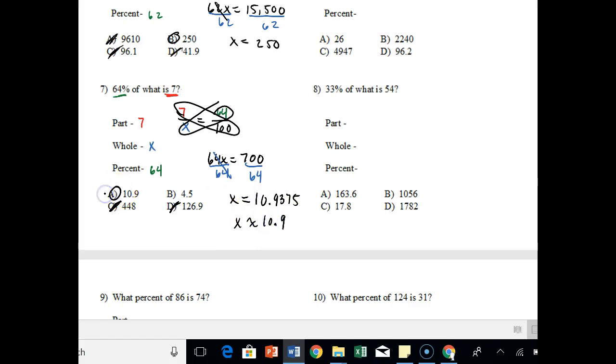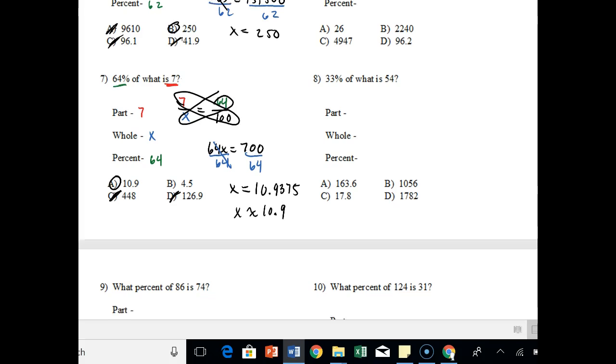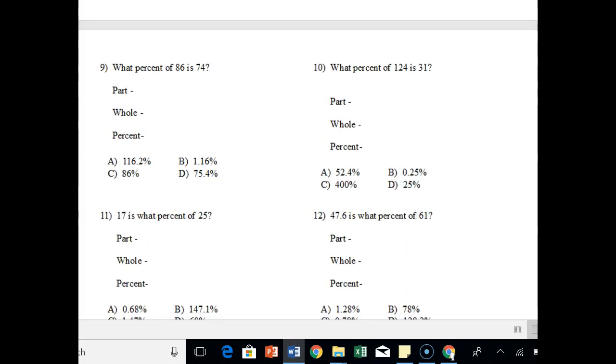Right? Again, pause the video right now. Try and do number 8 exactly like I do number 7. Try and get the hang of it. On the backside, it says, what percent of 86 is 74? Notice there's no percent signs anywhere, so that's the thing I'm missing. I'm missing my percent. I know my part is 74 and my whole is 86.